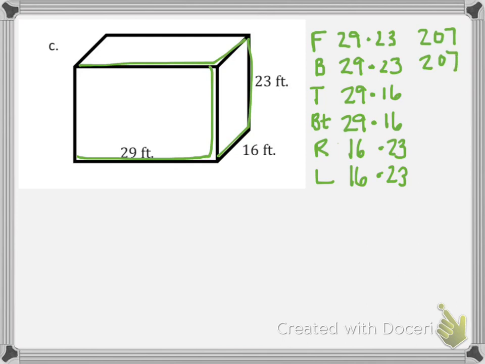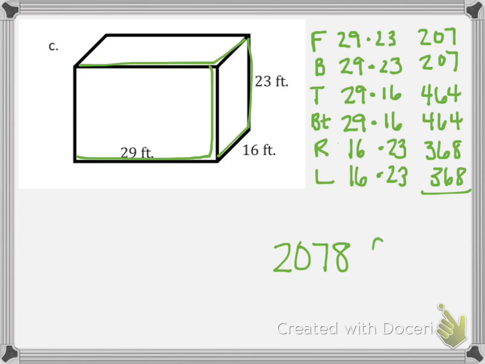29 times 16 is 464, and so is the bottom, 464. And then 16 times 23 is 368, and 368. Okay, and then big number, so I'm going to go calculator. 207 plus 207 plus 464 plus 464 plus 368 plus another 368, and we get 2,078 square feet as the surface area.